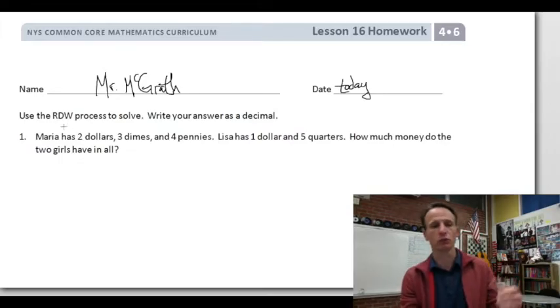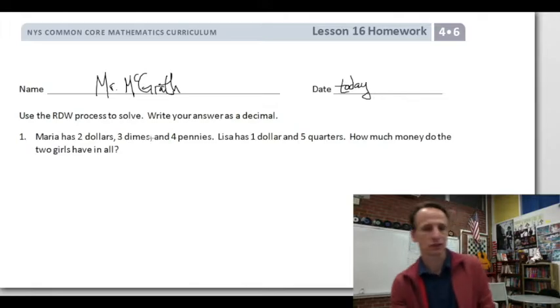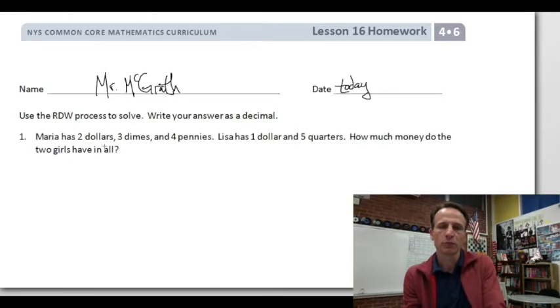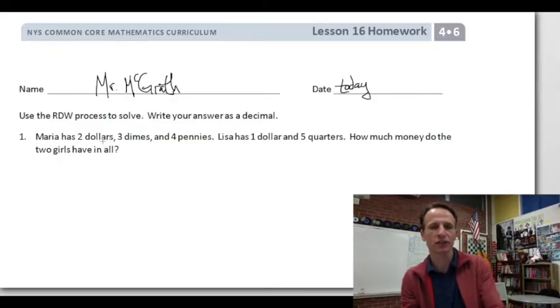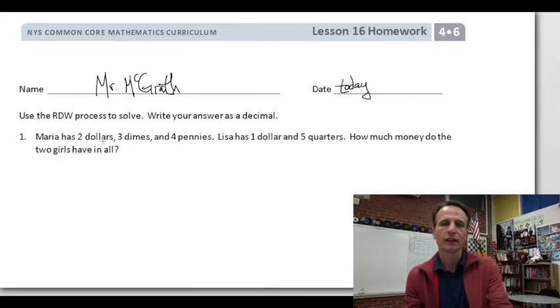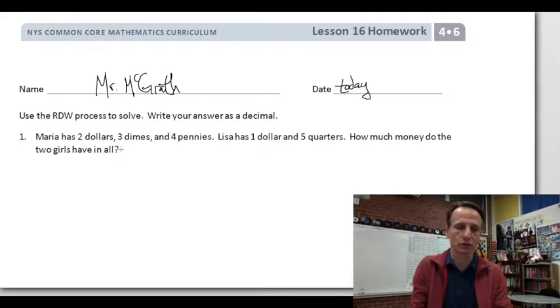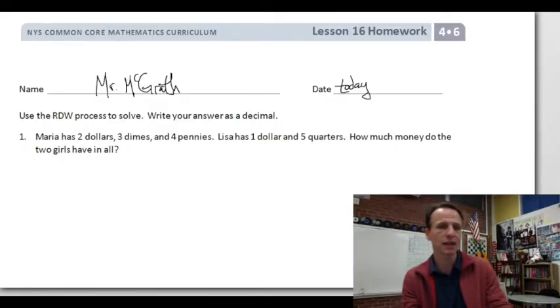We are going to use the read, draw, write process to solve. Write your answer as a decimal. Let's do that. Maria, bless her heart, has $2, 3 dimes, and 4 pennies. Lisa has $1 and 5 quarters. How much money do the two girls have in all?